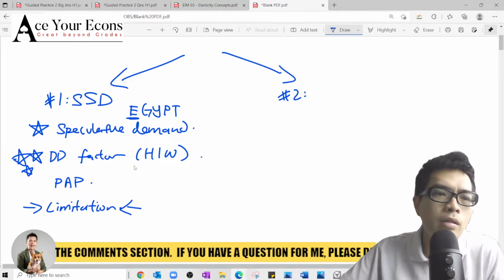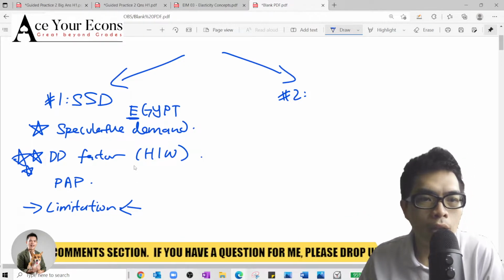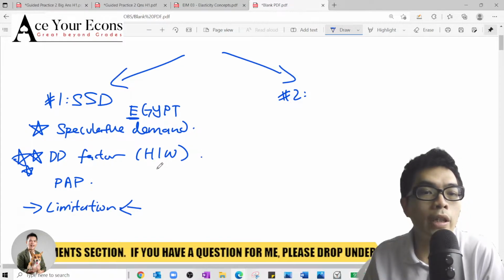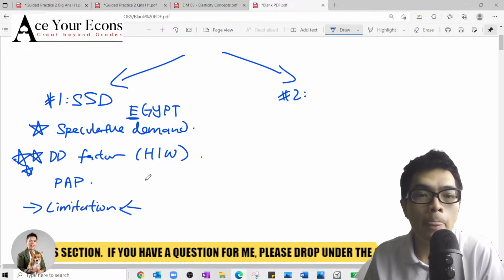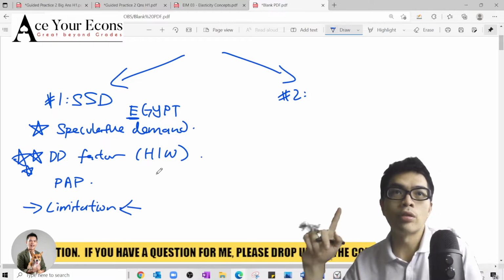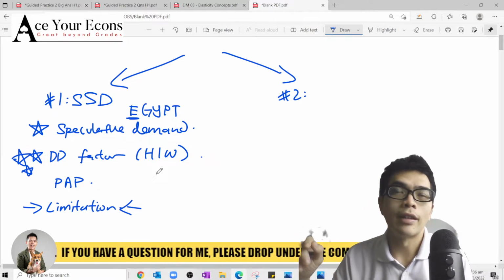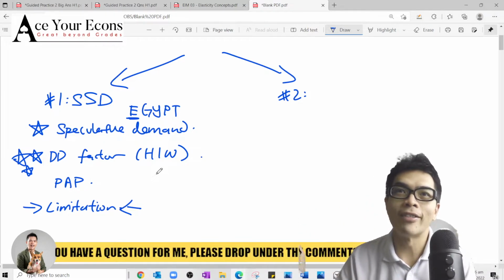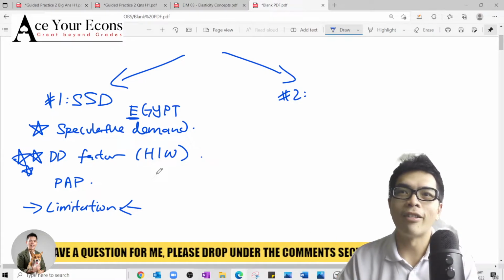Wait, Mr. Teo, what's the word after demand factor? How it works, HIW. Oh, okay. For some schools, you often see this, how it works. It's just that it's too long, so some markers will just put HIW, how it works.